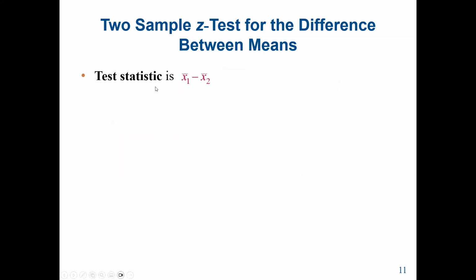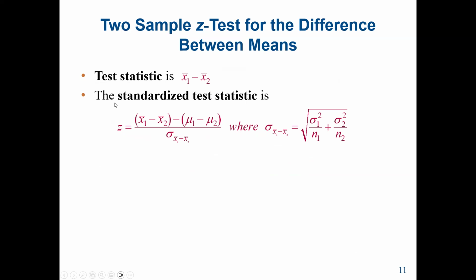Now, let's see the test statistic formula. To find the standardized test statistic, Z is equal to the difference of the two sample means, minus the difference of the two population means, divided by, again, our standard error.